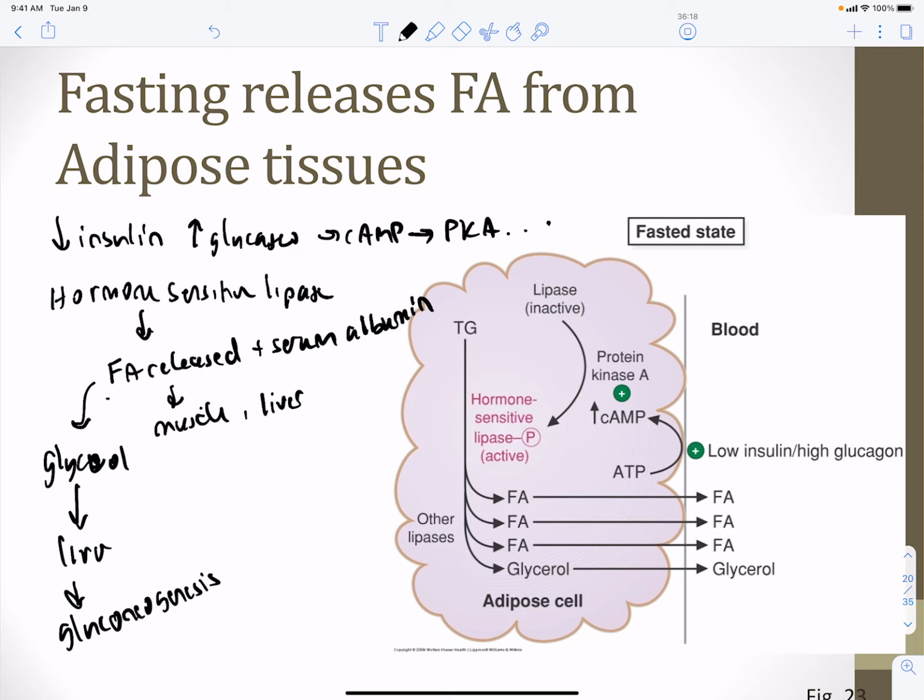So nothing different. Everything's the same. You have in your adipose tissue, you have your TAG stores. You have your lipases that are going to break off different fats and glycerol, release them. And this is nothing unusual. This is everything that we've already known.